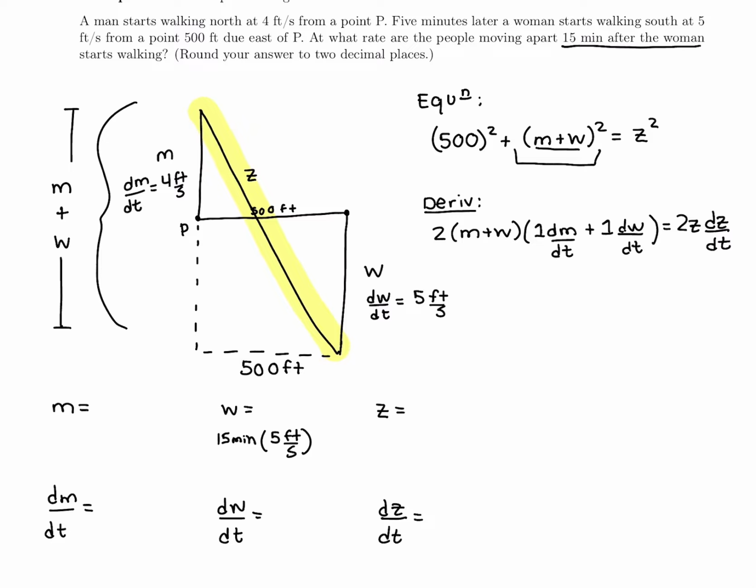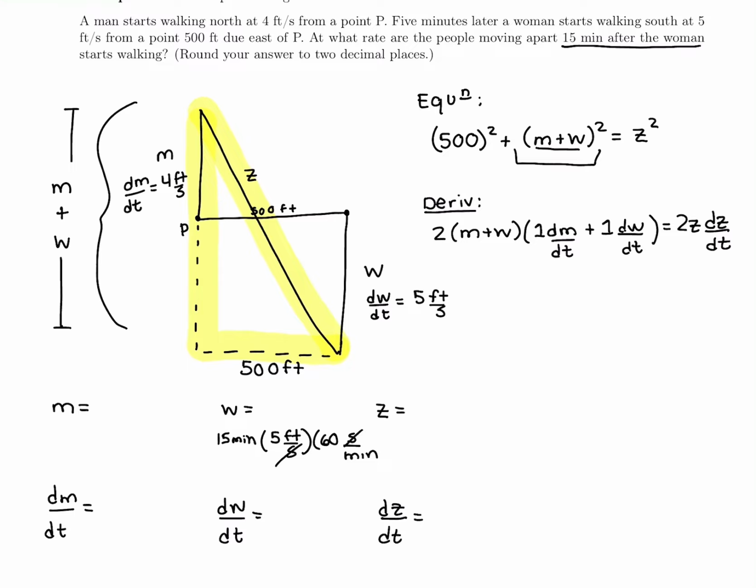Looking at this information here, we're trying to fill out this big triangle. We know that she's been walking for 15 minutes at 5 feet per second. We can't just multiply those straight across because we have minutes and seconds in here. So I'm going to get this 60 seconds per minute in here.